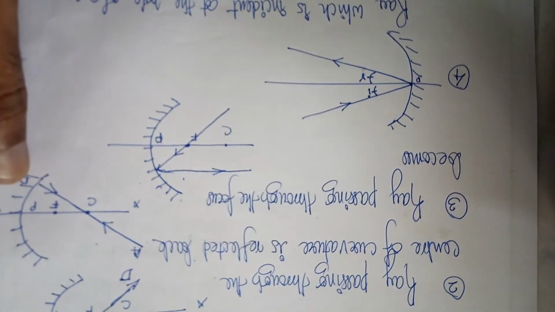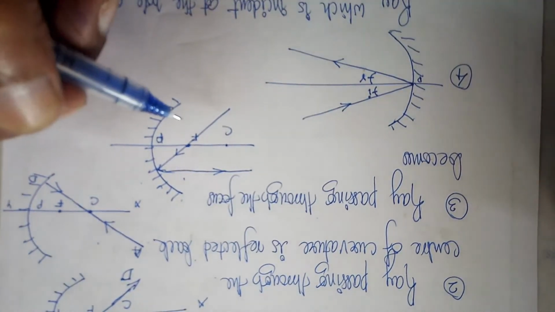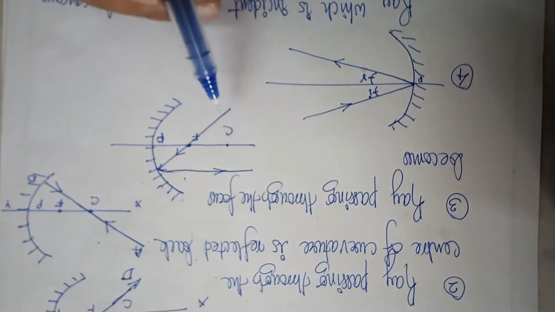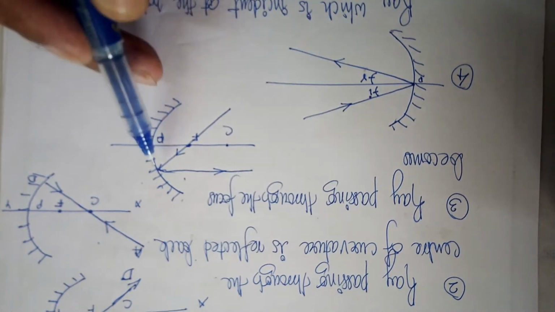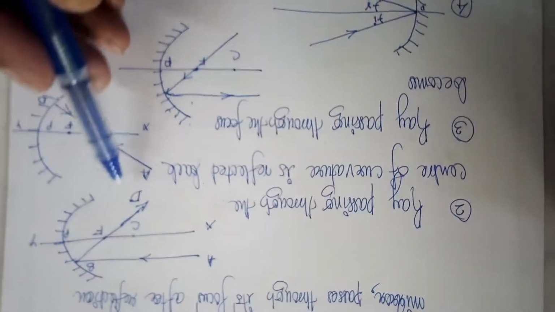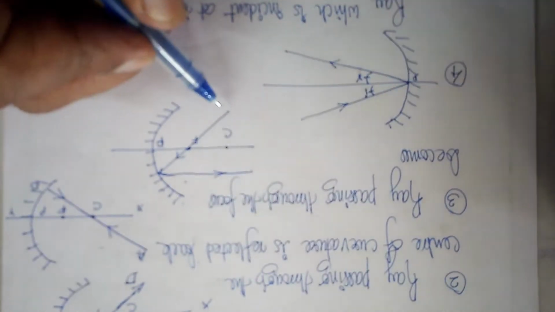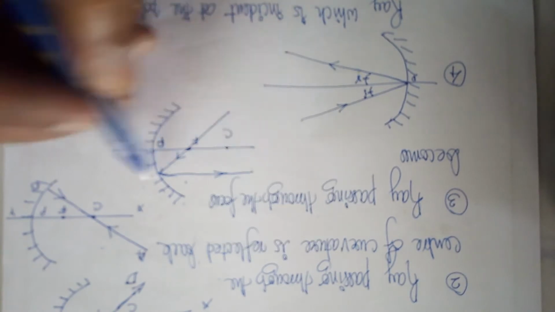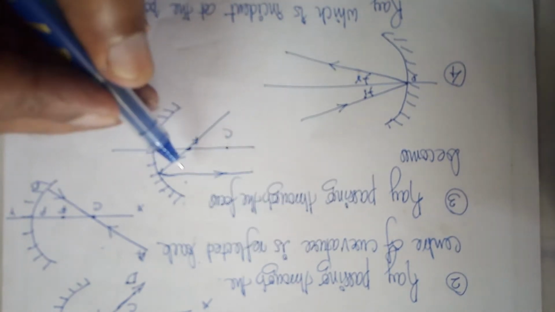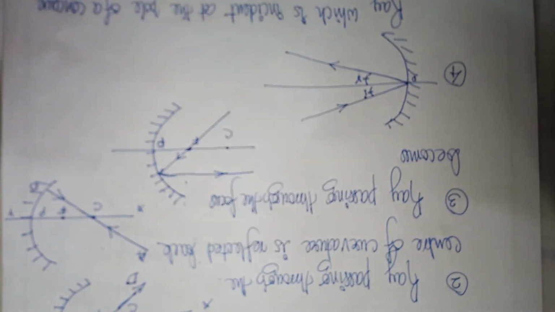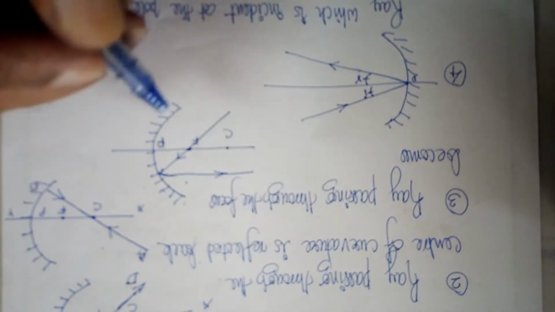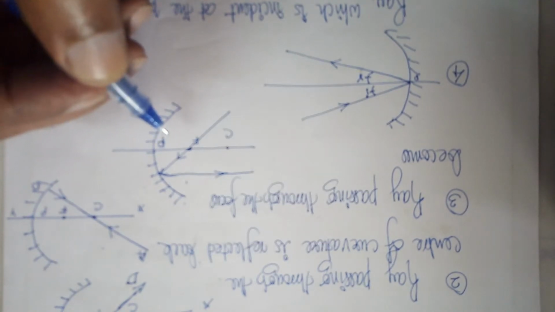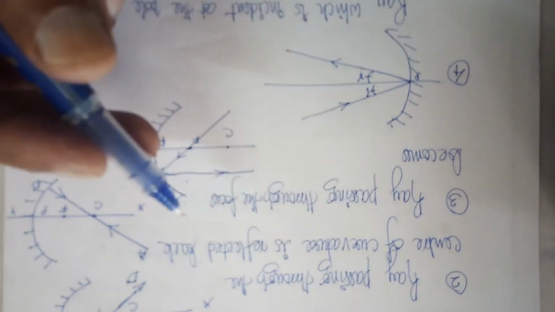And what about the third law? The third law is: a ray of light passing through the focus of a concave mirror, just the reverse of the first one, becomes parallel to the principal axis after reflection. The ray passing through the focus becomes parallel to the principal axis after reflection. That is the third law of reflection.